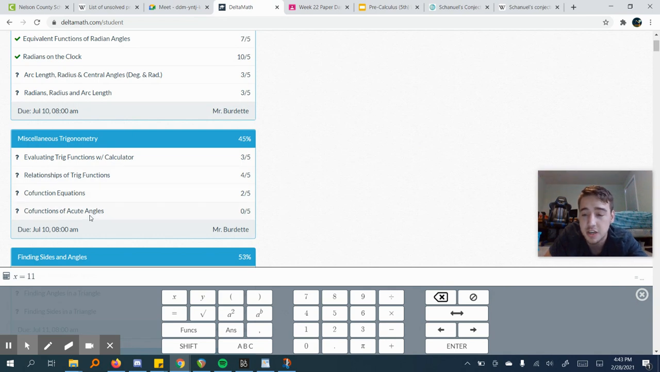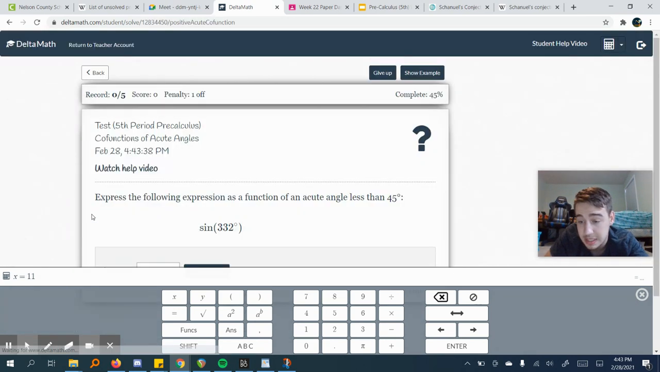Finally, we're going to do cofunctions of acute angles. This will be the last thing I have you do this week, and we will see how it goes. So we want to express it as a function of an acute angle less than 45. We're going to need to do some cofunction stuff to get there, hence the assignment name. So what we need to do is first find out what this would represent in quadrant 1.